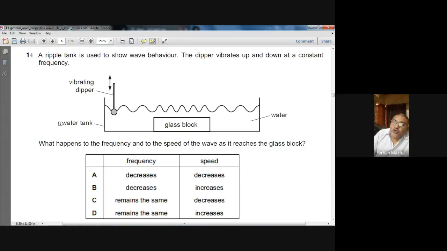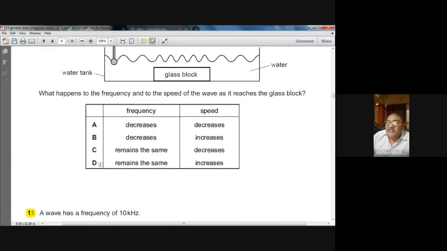A ripple tank is used to show wave behavior. The dipper vibrates up and down at a constant frequency. What happens to the frequency and to the speed of the waves as it reaches the glass block? So here the water above the glass block is shallow. So when the water waves reach the shallow water, their wavelength will decrease, their speed will decrease, but the frequency will remain the same. Frequency remains the same and the speed will decrease. So C is the choice.